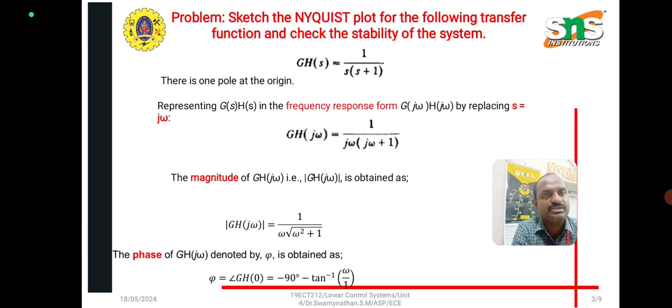Sketch the Nyquist plot for the transfer function G H of s equal to 1 divided by s into s plus 1. So representing its frequency response, just substitute the value s is equal to j omega. Then you can find the magnitude, that is called the modulus of G H of j omega.